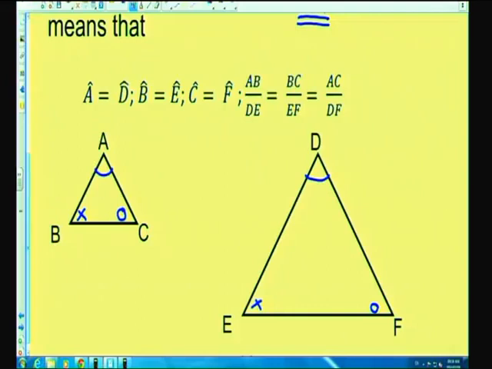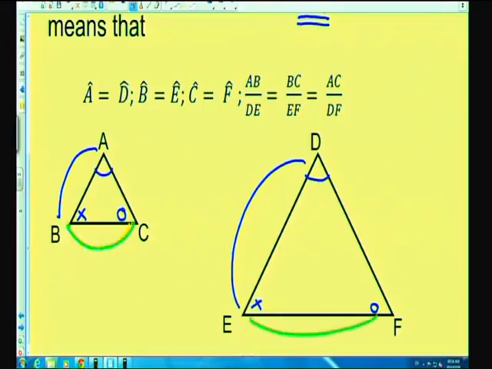Then we can say that the ratio of this side to this side, the side containing that little half moon and the cross, and then the next one, BC to EF, and then one more color change, AC to DF.